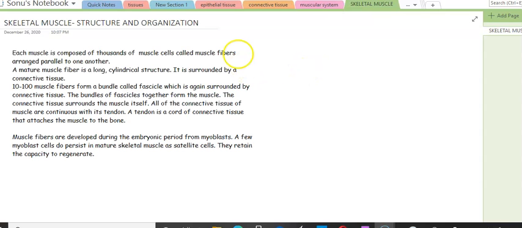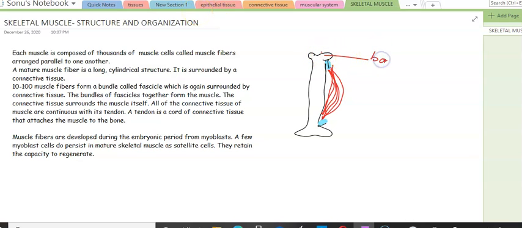So we will discuss what skeletal muscle is made up of, so that we can study how the skeletal muscle works. The skeletal muscles are the muscles which are attached to a bone with the help of a connective tissue called tendons. So this is a diagrammatic representation. This is a bone, and this is a muscle, skeletal muscle. It is attached to the bone with a strong connective tissue called tendon.